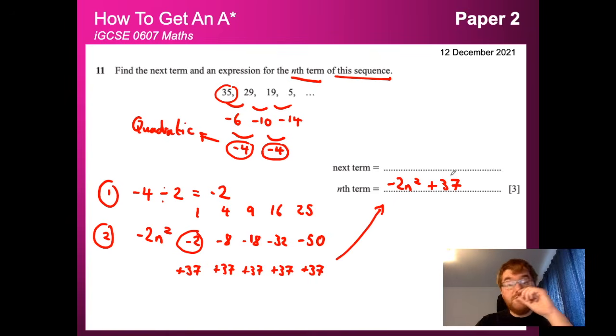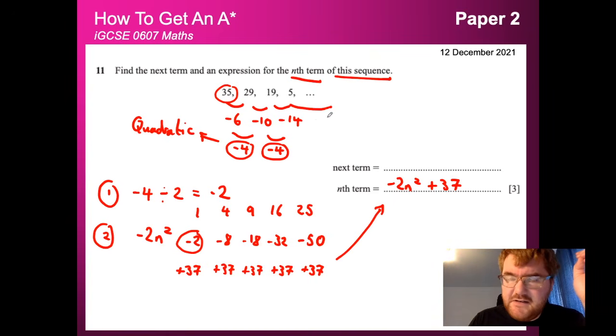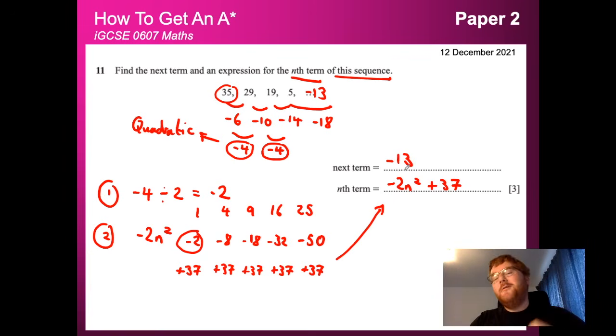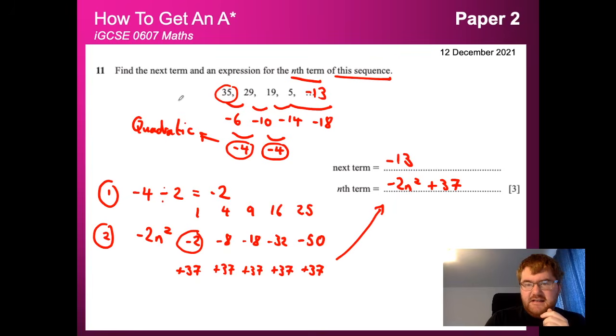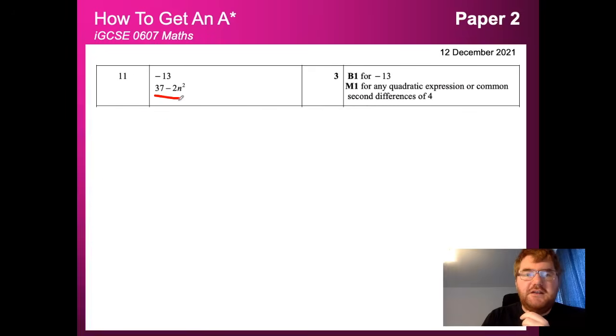And in fact, it wants us to work out also the next term in the sequence. Well, we can actually see this, it keeps going by 4s, so we're going to go minus 18, and 5 minus 18 is equal to minus 13. I got so involved in the A-star part of the question, you also need to put the next term in there as well. So you can see the answers here. I've just written it the other way around, minus 2n squared plus 37, but it's still the same idea, still the same calculation, like so.